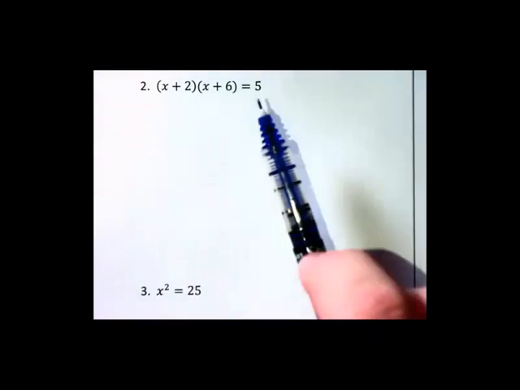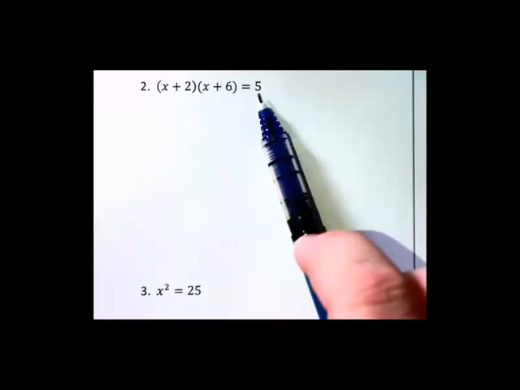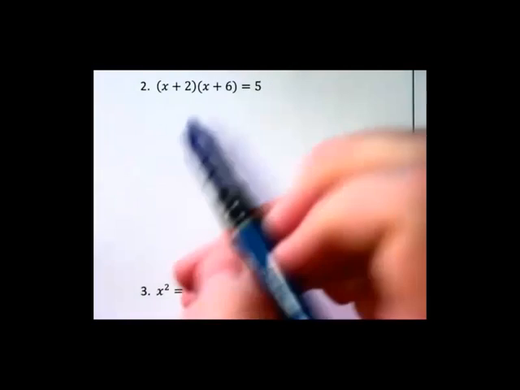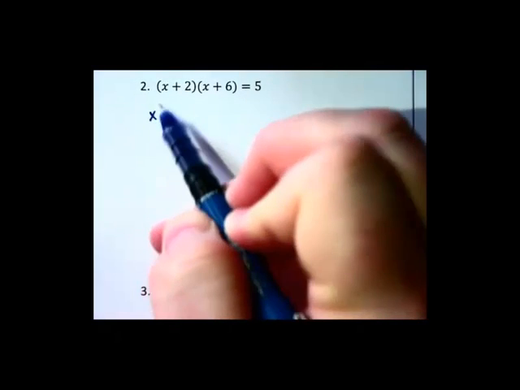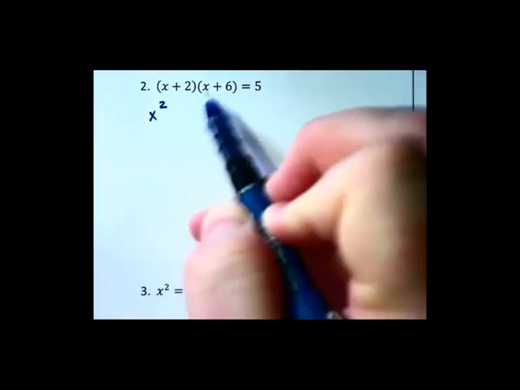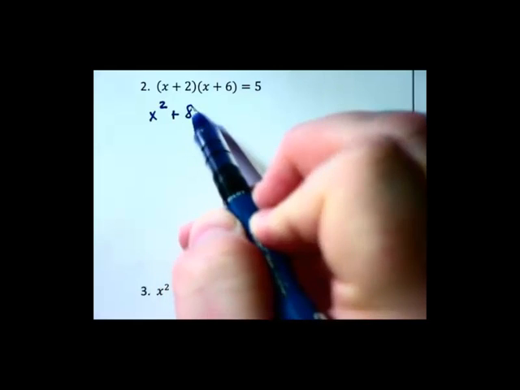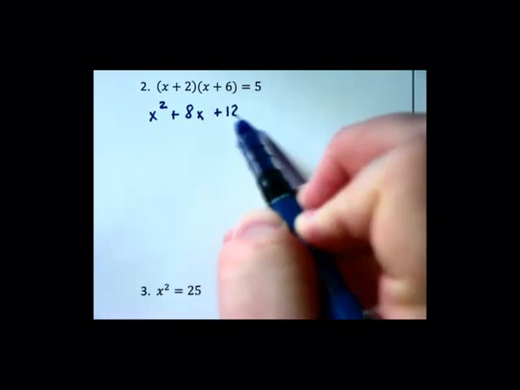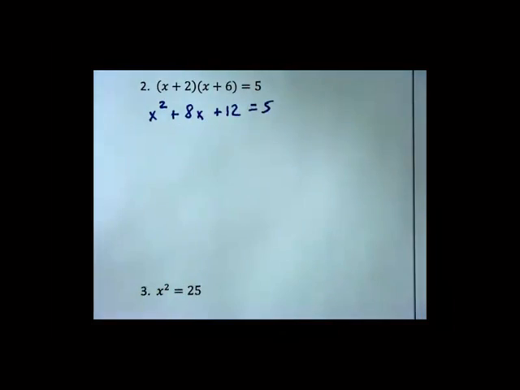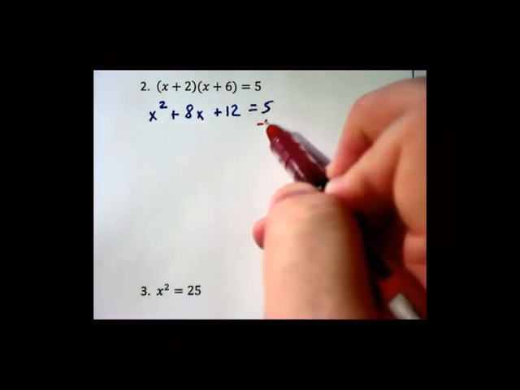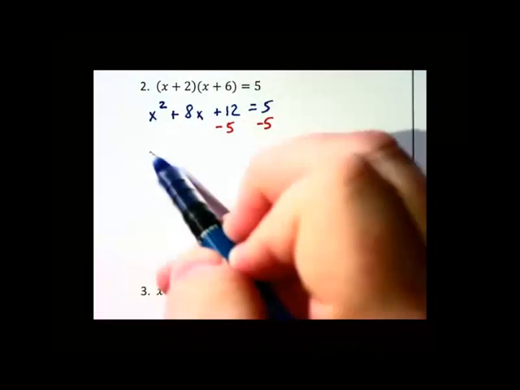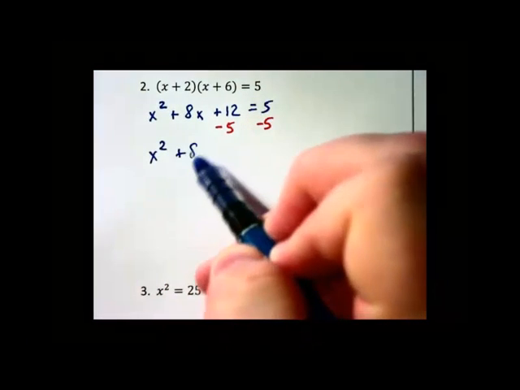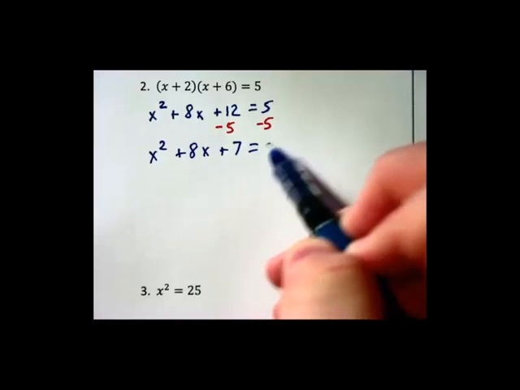In this second problem, notice it's not set equal to 0. We don't have a zero product rule. So first we can't use this factoring, so we have to FOIL it out. X squared plus 6 and plus 2 make plus 8x plus 12 equals 5. And we're going to subtract that 5 off of each side of the equation so that we can then have it set equal to 0. X squared plus 8x plus 7 equals 0.